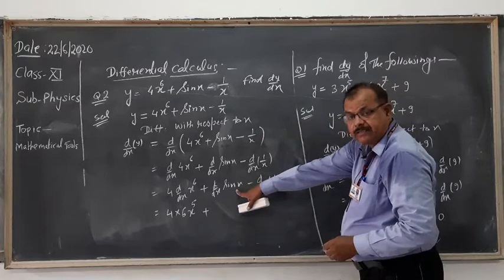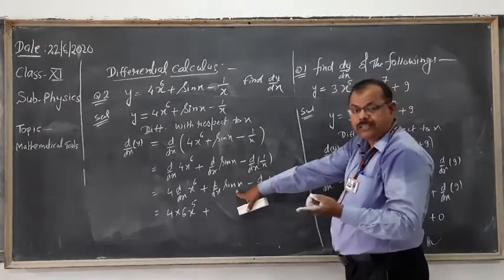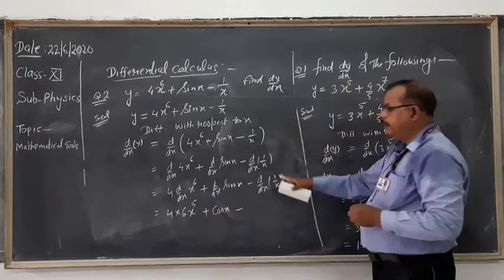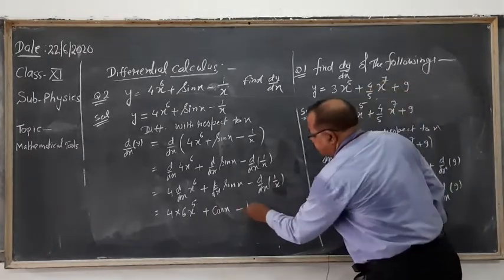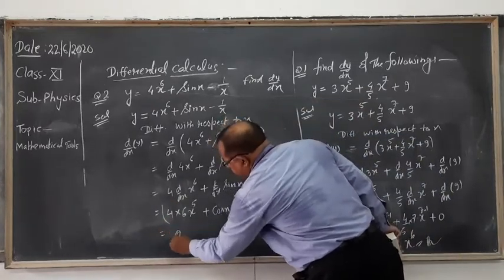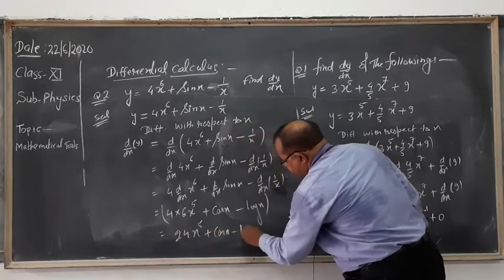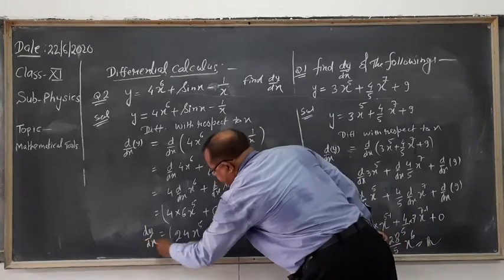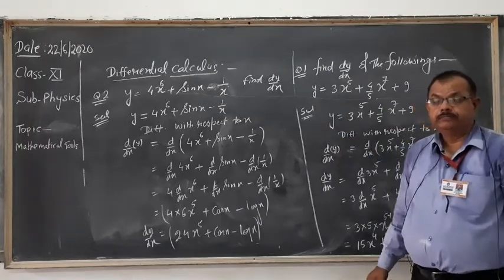Differentiation of sin x, in trigonometric functions, sin x and cos x. So d upon dx of sin x is cos x, and differentiation of 1 upon x is log x. This is log x. So 4 times 6 is 24 x to the power 5 plus cos x minus log x, that is dy upon dx. Clear? This is the second question.